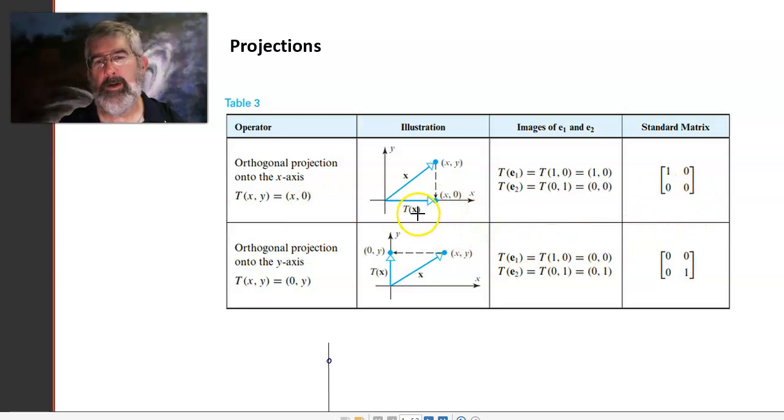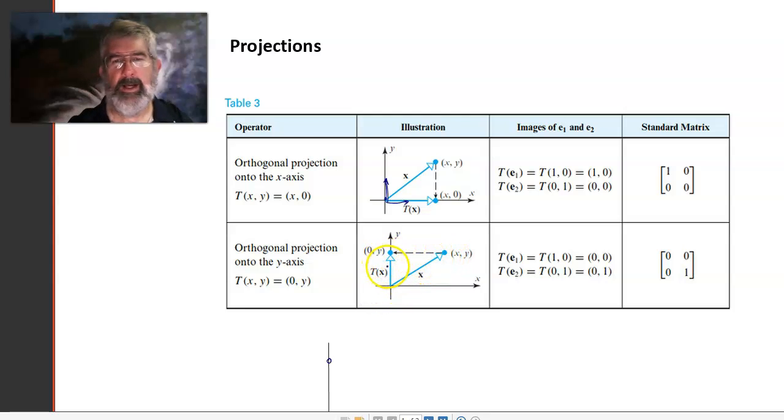Or you can think of it, where does (1, 0) go to? Well, (1, 0) is this vector here. It's already on the x-axis, so it gets projected onto itself. That's the first column. And (0, 1) would be that vector, and it gets projected straight down to the origin, which would be (0, 0). So you can think of it either by rows, by looking at the formulas here, or by columns, by looking at where do e1 and e2 go.